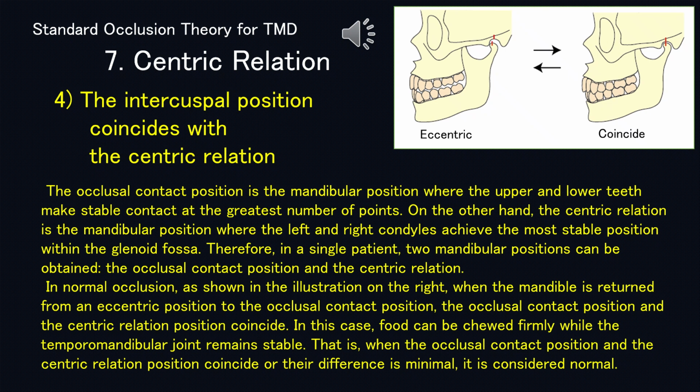In normal occlusion, as shown in the illustration on the right, when the mandible is returned from an eccentric position to the occlusal contact position, the occlusal contact position and the centric relation position coincide. In this case, food can be chewed firmly while the temporomandibular joint remains stable. That is, when the occlusal contact position and the centric relation position coincide or their difference is minimal, it is considered normal.